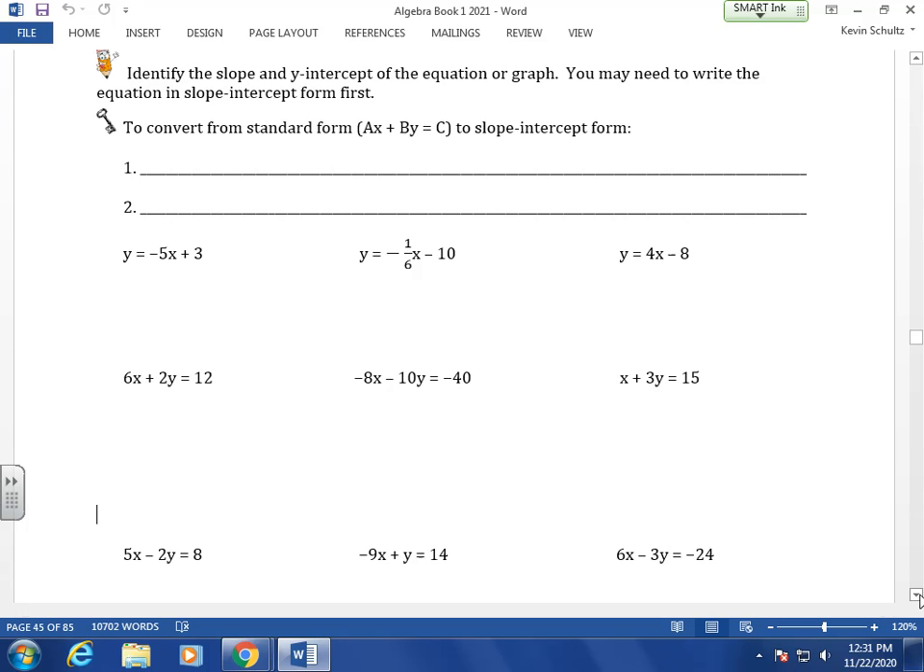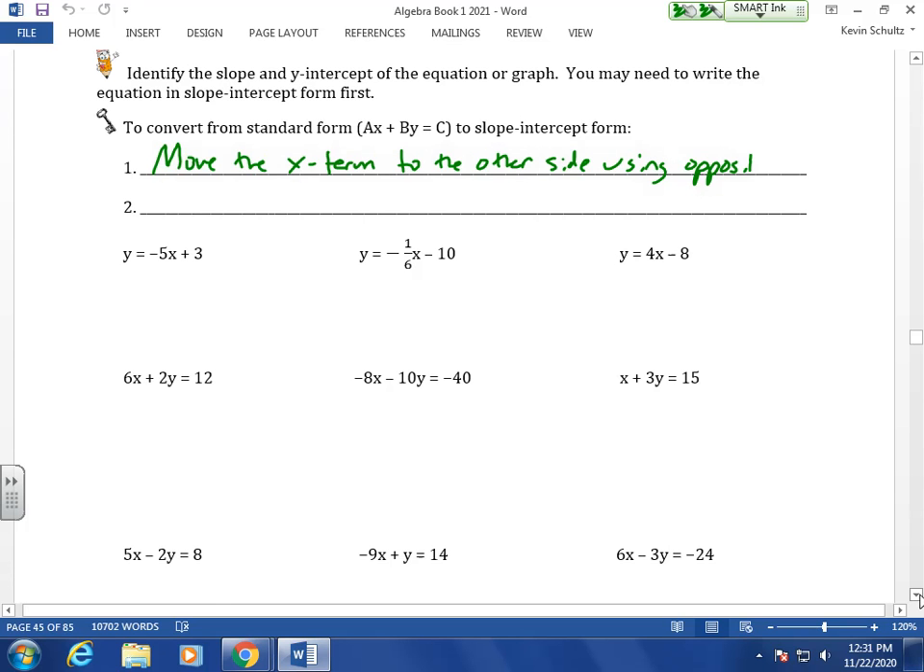To convert from standard form to slope-intercept form, step 1, move the x term to the other side using opposite operations. And then step 2, divide everything, all 3 terms, by the coefficient to y.